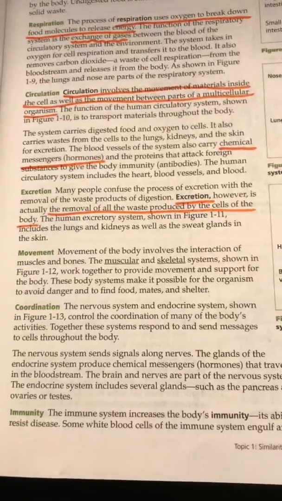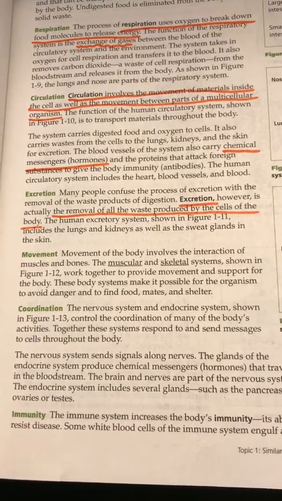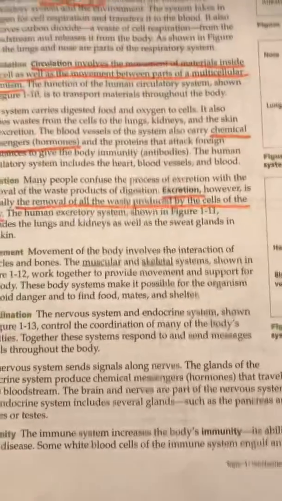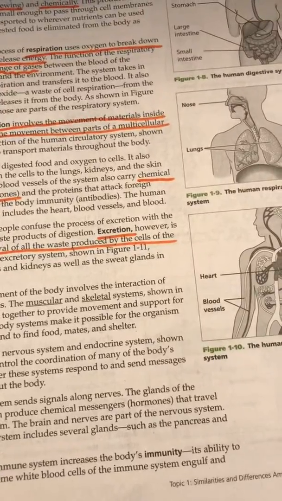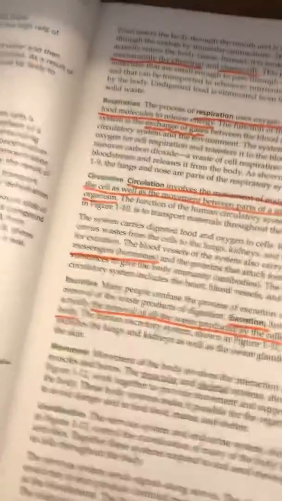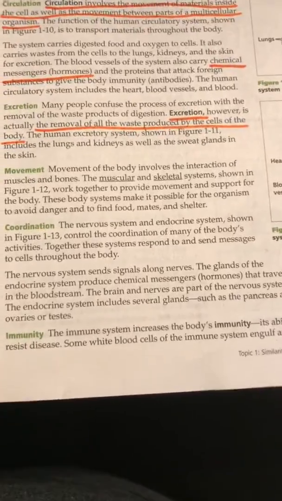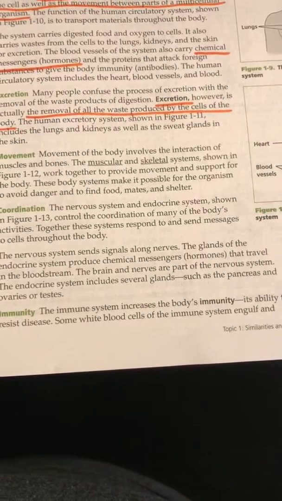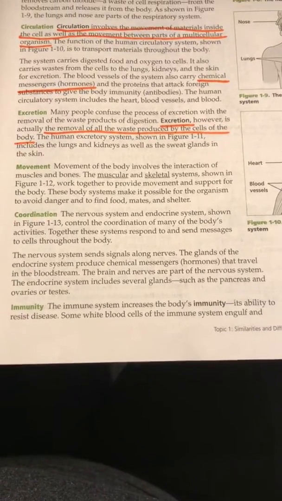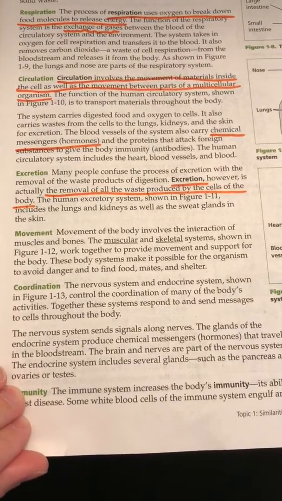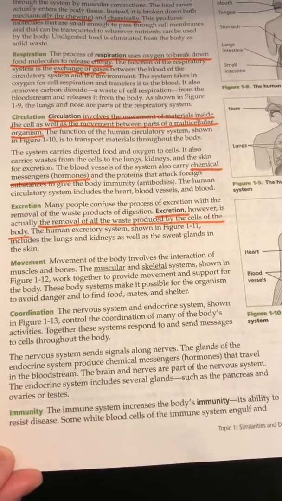Coordination. The nervous system and endocrine system, shown in Figure 1.13, which is over here, control the coordination of many of the body's activities. Together, these systems respond to and send messages to cells throughout the body. The nervous system sends signals along nerves. The glands of the endocrine system produce chemical messengers or hormones that travel in the bloodstream. The brain and nerve cells are part of the nervous system. The endocrine system includes several glands such as the pancreas and ovaries or testes.